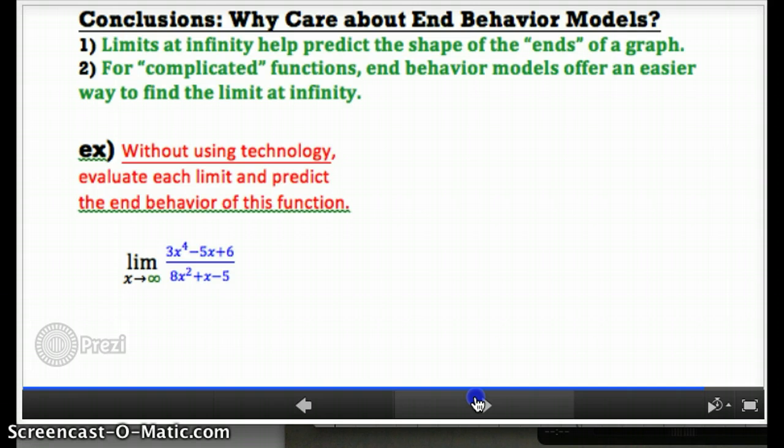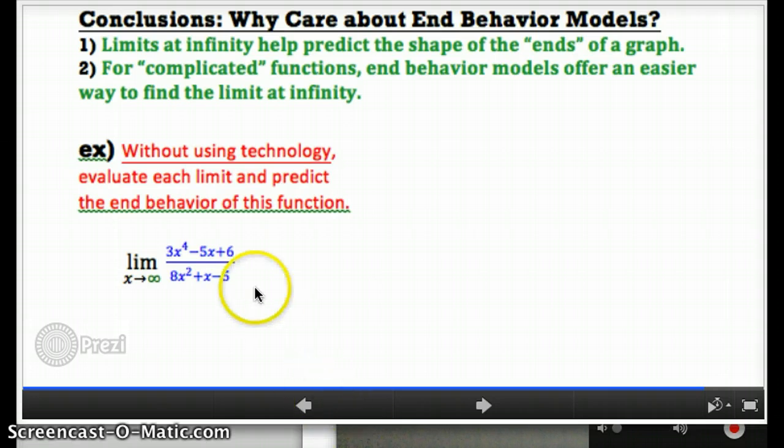So if we have a function that we don't know the shape of, calculating its limit at infinity could help us draw what the graph should look like. Take this limit as an example. Suppose we can't use technology and we need to figure out this limit. You can probably realize that this limit is basically saying what happens on the right end, but I have no idea what this graph looks like. It's some weird rational function.